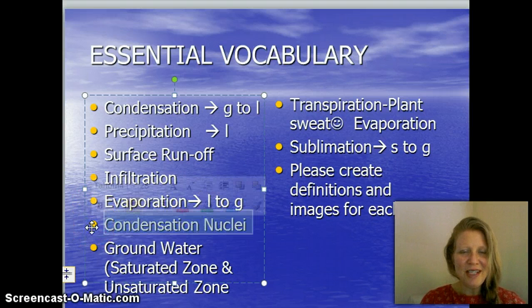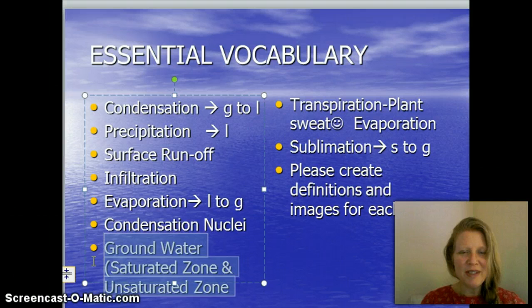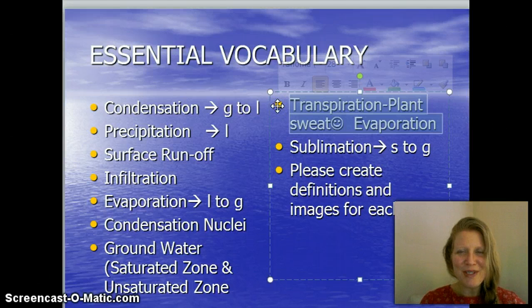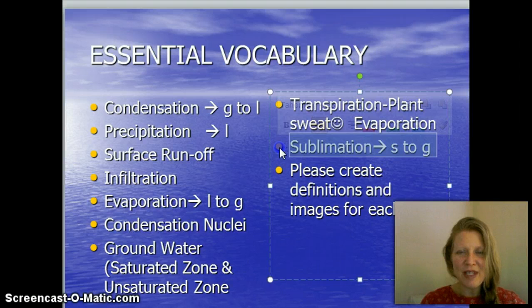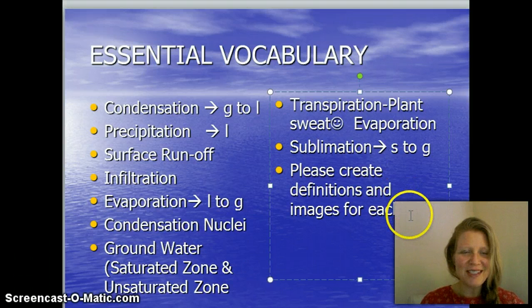The condensation nuclei help form the cloud formations. One of the zones where water is stored is the groundwater, and there is the saturated versus the unsaturated zone. And then when plants sweat, or the evaporation from plants, that is called transpiration. And then sublimation, the unique event that happens during the water cycle, when water goes from a solid, ice, to a gas. Again, please create definitions in your own words and also images for each to help in your study guides.